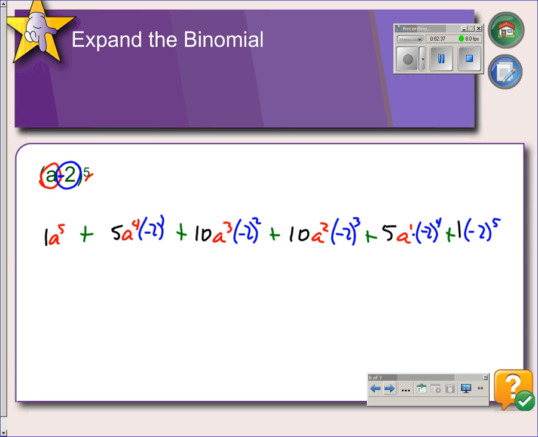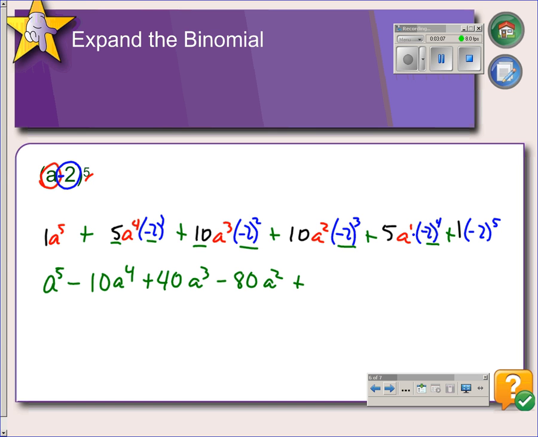So a to the 5th is a to the 5th. Then we have 5 times negative 2 is negative 10, so I need a minus sign here. Negative 10, a to the 4th. 10 times negative 2 squared is 10 times 4 is 40, so plus 40a cubed. Negative 2 cubed is negative 8 times 10 is negative 80.